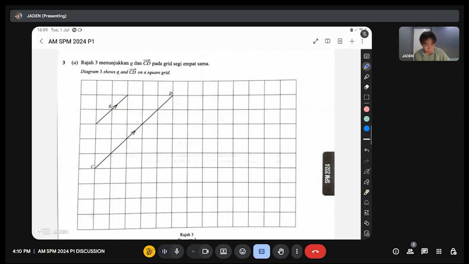3A. Diagram 3 shows vector A and C to D on the square grid. Now, focus on how many square grids they use up for a single A. They use 4 here, and they connect from the edge to the edge of a square with 2 unit by 2 unit. Over here we have CD. How many 4-square grids do they have? 1, 2, and this is obviously not a full small 4-square grid, but it's okay. We know that this is 1 complete, 2 complete, and this one should be half of it.